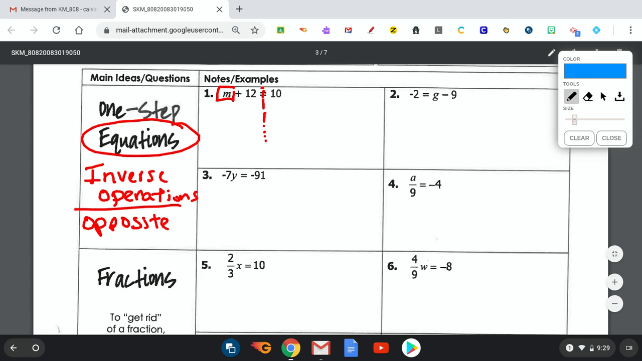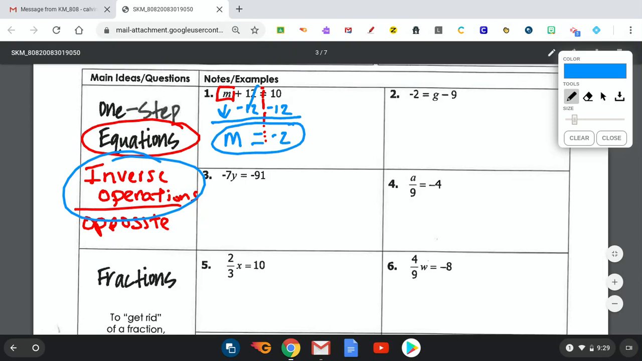And so this is where the inverse operations come in. This is a positive 12 or a plus 12. So to undo this, I have to do the inverse, which is minus 12. That's how I move it. Well, if I do minus 12 on one side of the equal sign, I have to do it on the other side of the equal sign. Okay? So what happens is that this cancels out because they're opposites of each other. The m comes down, and then all I have to do is solve 10 minus 12 is negative 2, and I have my answer here, m equals negative 2.